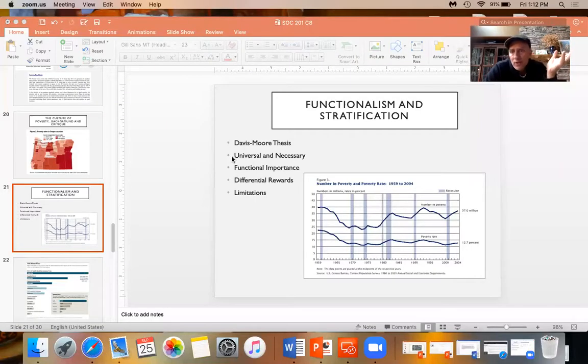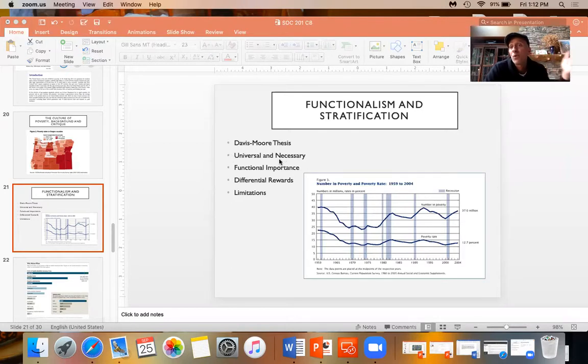Okay, so with the remaining time here, let's talk about the different theories of stratification. I'll go through these pretty quick. You can read about these, and there are also videos about them. But basically, the idea of stratification from a functionalist perspective is that it has to have a function, a purpose.